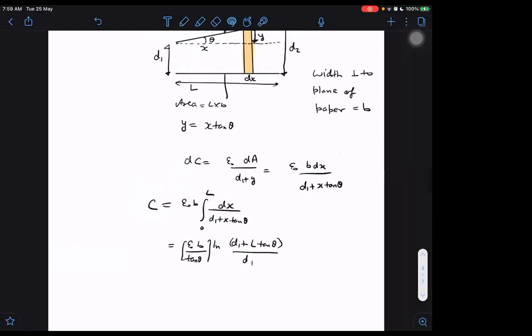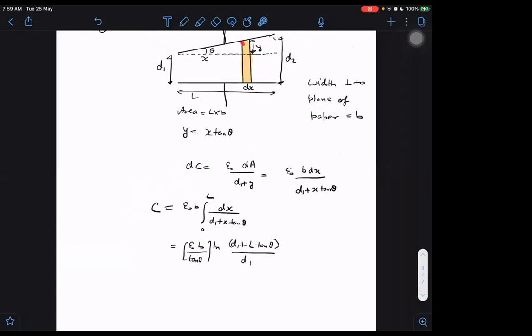What was your confusion? I'm finding this for this small element, this shaded part. For that part, the area is b into dx. b is the width, dx is the thickness. So its area will be b into dx. Although this is slightly more than dx, as I told you, this angle theta is small, so I can take b into dx for this also.